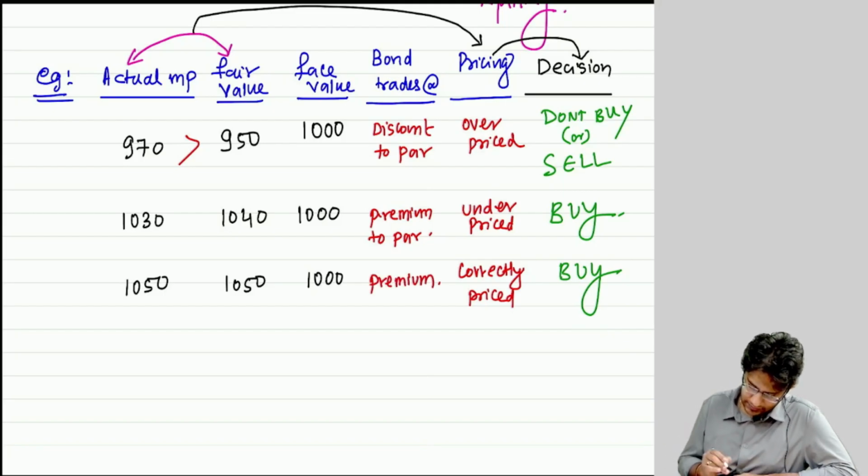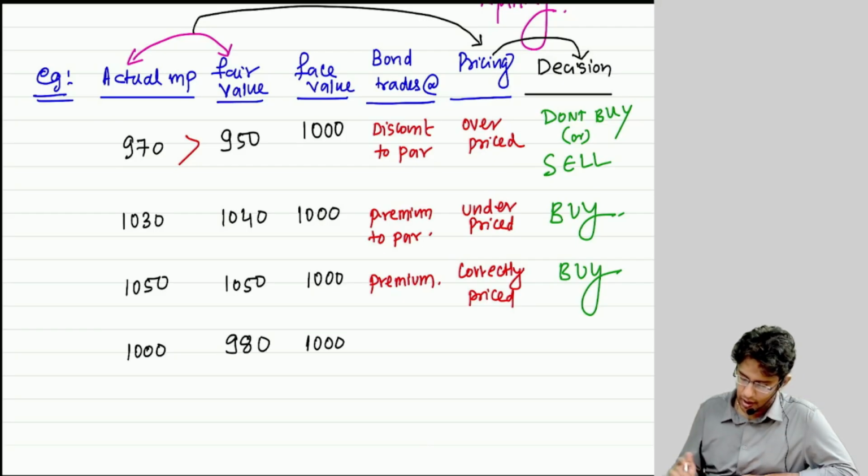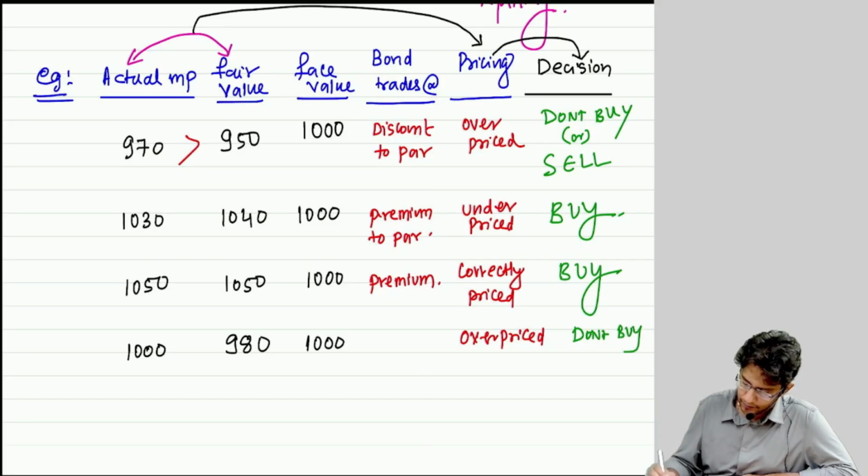Okay, well, last case. Face value is 1000. Actual market price also 1000. Fair value is 980. Tell. Good. Bond is overpriced. Since bond is overpriced, answer is what? Don't buy, or sell. And the bond trades at par value.